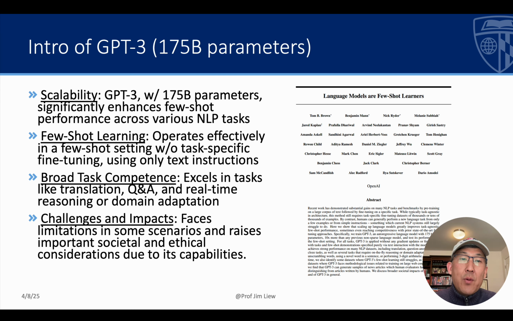So here's the actual paper for GPT-3. 175 billion parameters significantly enhanced the few-shot performance across natural language processing tasks, operated effectively in few-shot settings, and we'll cover what that looks like. It also excelled at tasks such as question answering and reasoning. Some of the challenges faced: it was still limited in some scenarios, and there were also some hallucinations, right?